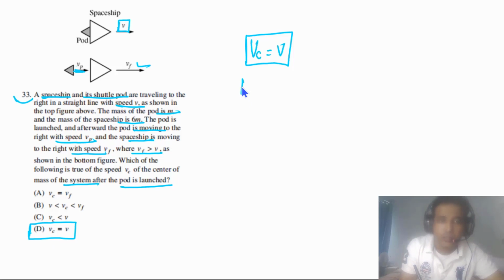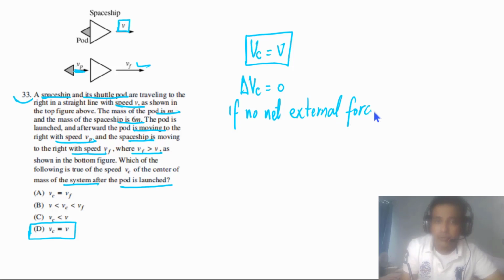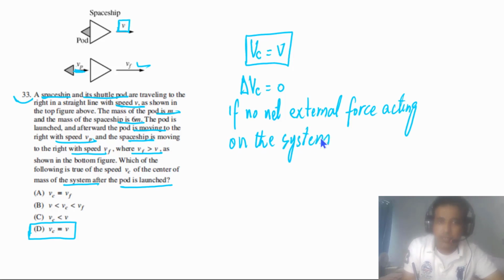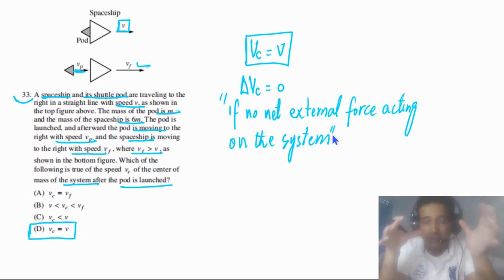So you need to understand delta vC is equal to 0 if no net external force is acting on the system. This is the key concept which you need to understand. Delta vC equal to 0 means velocity of center of mass does not change if no net external force is acting on the system.